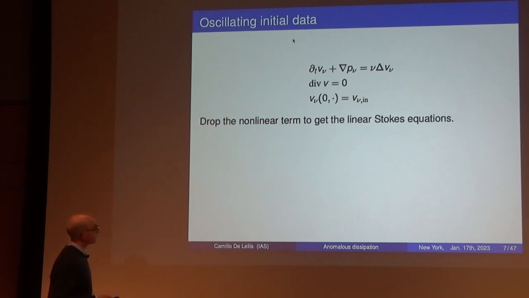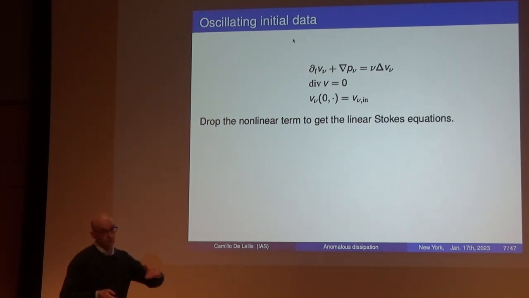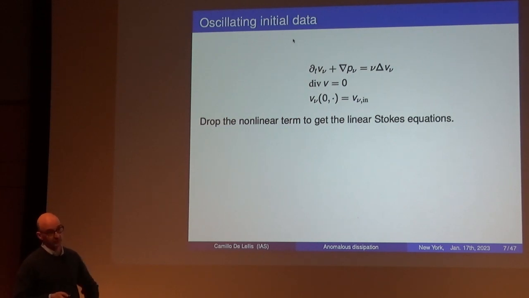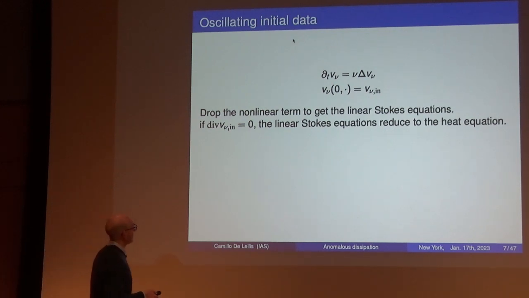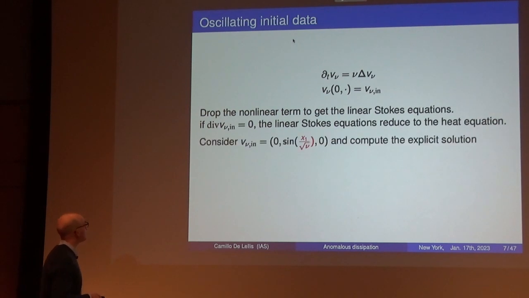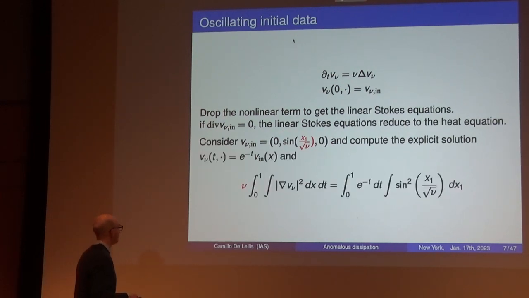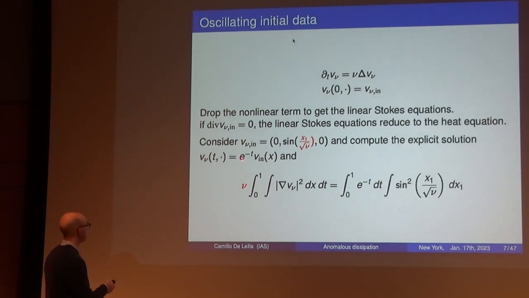Now, if you're looking at the linear Stokes equation and you start with an initial data which is divergence free, it actually reduces to the heat equation. You're not seeing the gradient of the pressure, okay? So now it becomes the heat equation. And now if I take, even for the heat equation, oscillatory initial data, for instance, this initial data over here, you can compute explicitly your solution by using the heat flow semigroup. And this is your explicit solution.